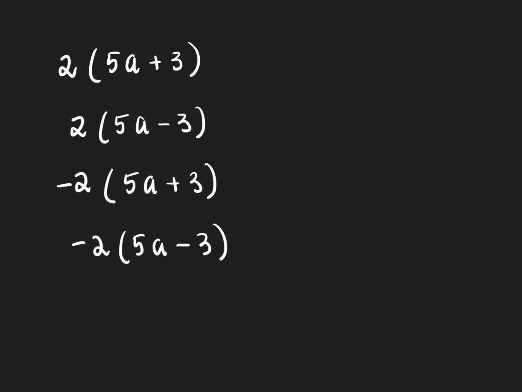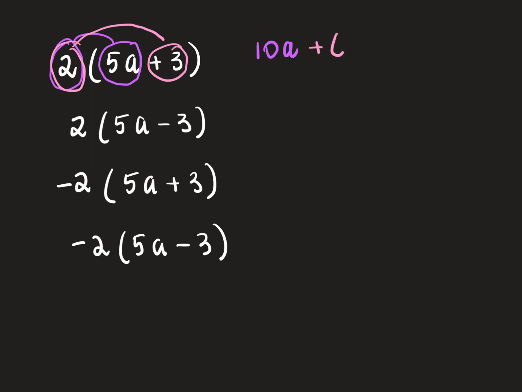Okay, the first one. I've got 2 lots of 5a. That is 10a. And then I've got 2 lots of positive 3, positive 6. 10a plus 6. Next one, I've got 2 lots of 5a. That's 10a. And 2 lots of negative 3.